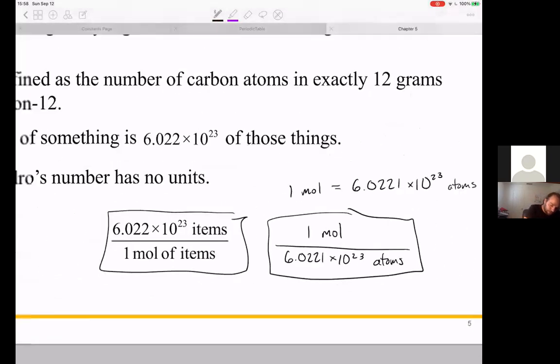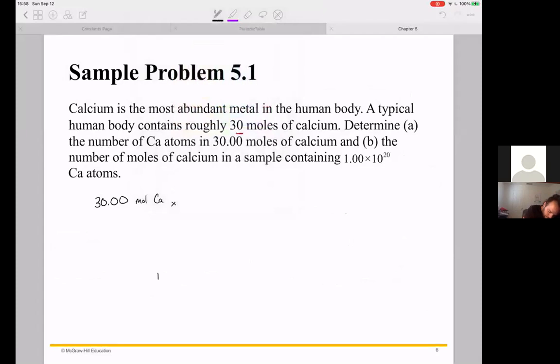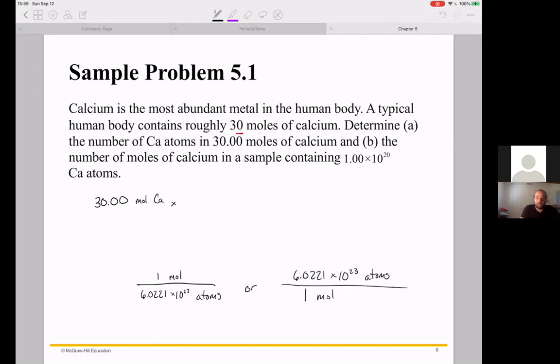So I'm either going to use 1 mole is equal to 6.0221 times 10 to the 23rd atoms. So 1 mole of calcium is equal to 6.0221 times 10 to the 23rd atoms of calcium, or 6.0221 times 10 to the 23rd atoms of calcium is equal to 1 mole of calcium. Those are the same thing, right? So which one am I going to use in my math above?